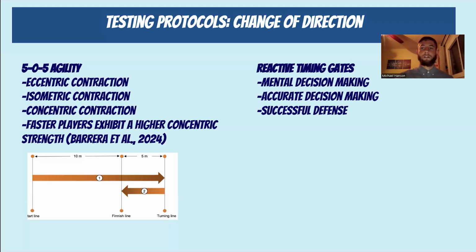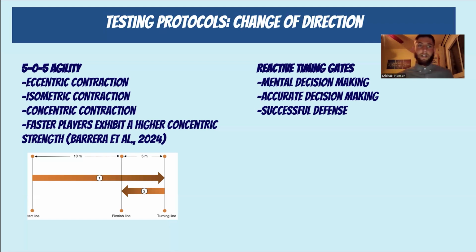So how the 505 is going to look, in the bottom corner here, you see on the left side, this is where the player is going to start. They're going to have their dominant foot, whichever foot they choose, on that line. The timer is going to start as soon as they start. They're going to sprint that distance, cross through this finish line, then get to that turning line. This is where they're going to plant, make that 180 turn, and accelerate all the way through the finish line.